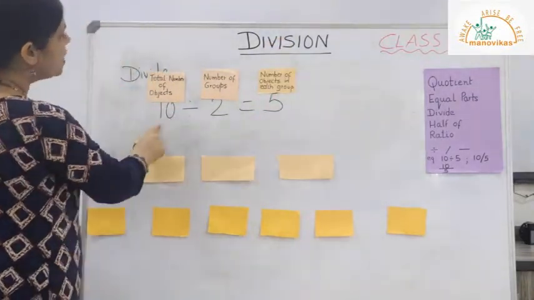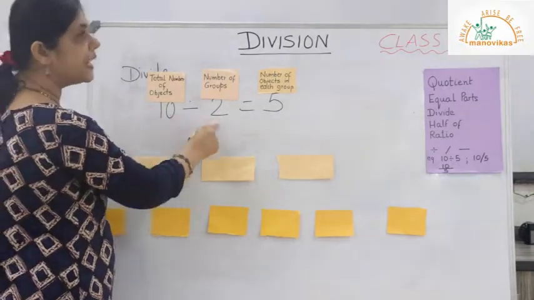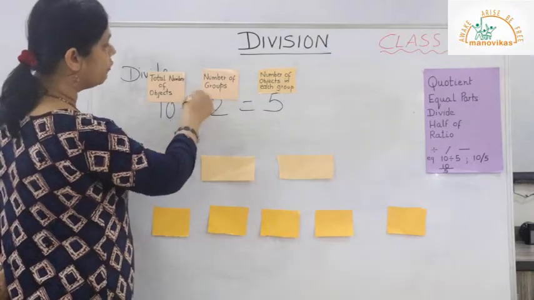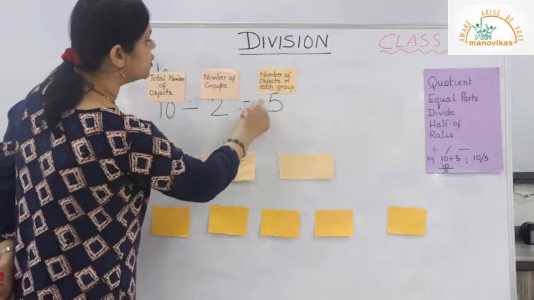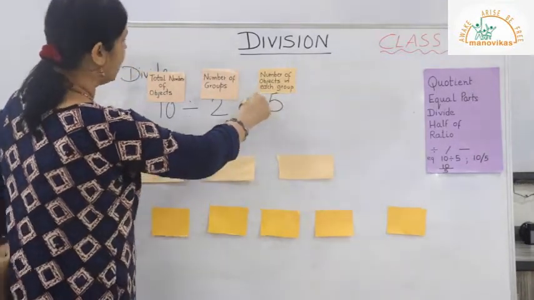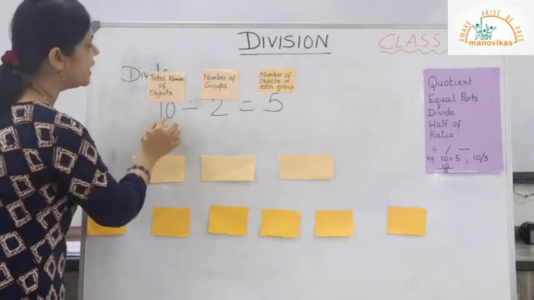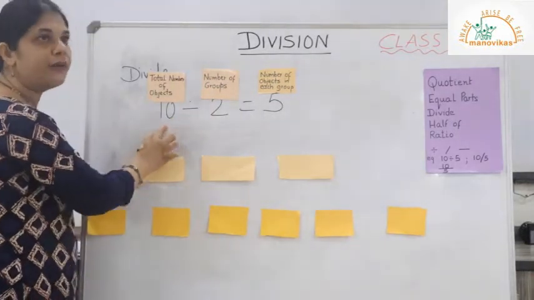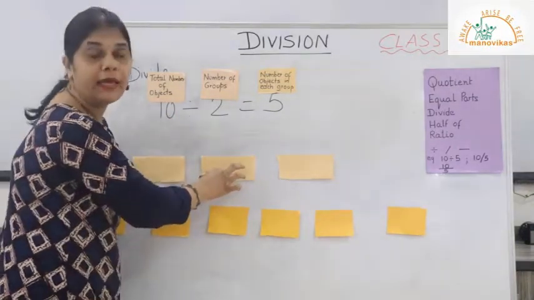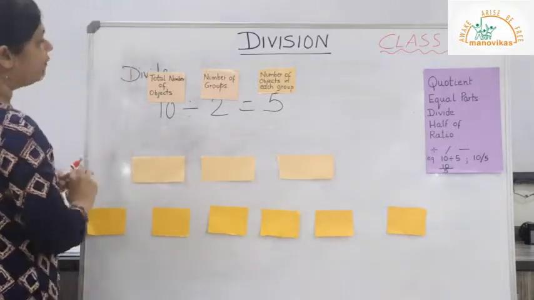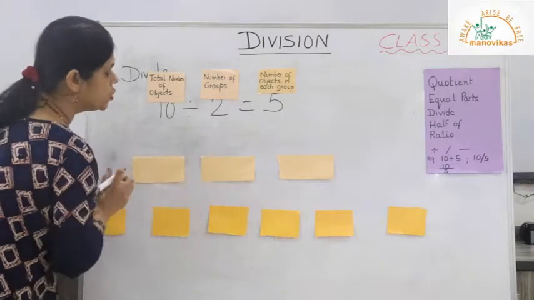I repeat, the first number refers to the total number of objects. The second number refers to the number of groups. And the third number refers to the number of objects in each group. Now, we will take the first example. Now, how many objects are there? 10. And how many groups do you have to make? You have to make 2 groups. And they should be equal groups, right? So, we will distribute this number 10 equally in these 2 groups.